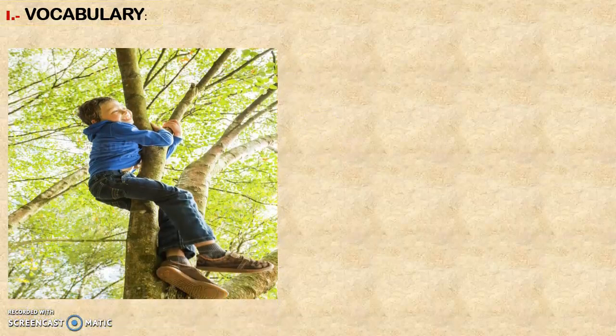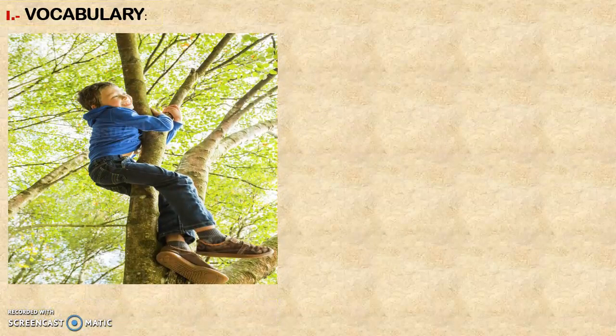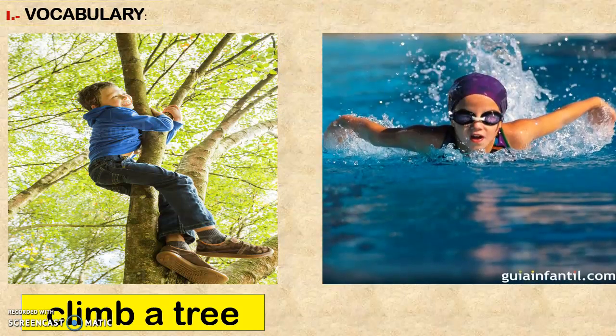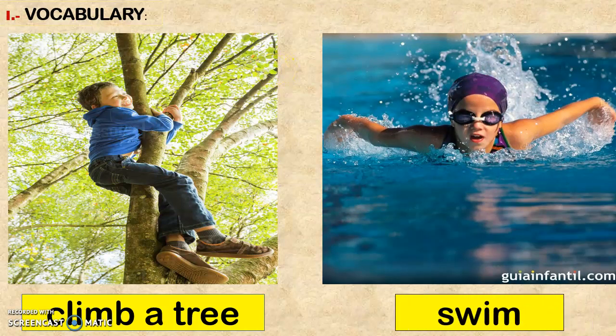Look at the picture. What is the action? What do you think? Any idea? Yes, climb a tree. Good. What about this picture? What is the action here? Good. Swim. Now let's repeat together. 1, 2, 3. Climb a tree. One more time. Climb a tree. Good. Now this one. Swim.